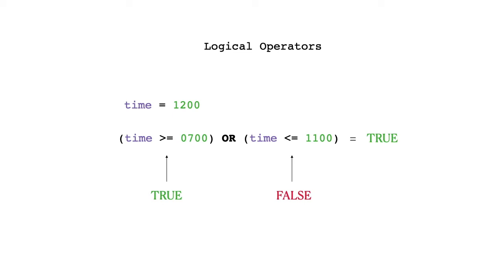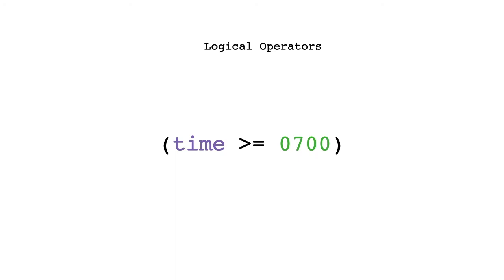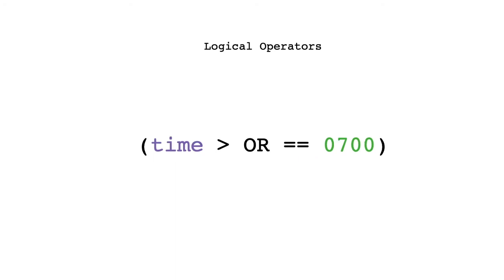This greater than or equal to 7 comparison is an example of where we used OR logic. We can expand it like this to show the OR operator to make it slightly easier to understand. The time needs to be greater than or equal to 7 to be true.